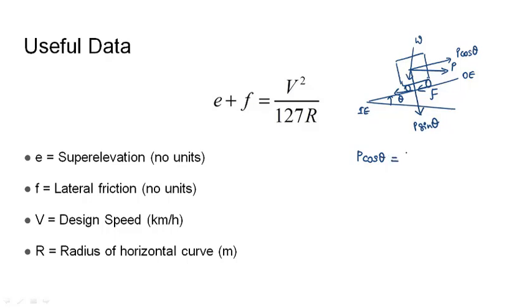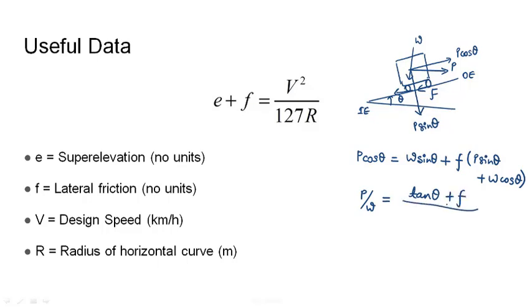P cos theta equals W sin theta plus friction into P sin theta plus W cos theta. When we solve this equation and obtain the ratio of P by W, we would get it as tan theta plus friction, over 1 minus friction times tan theta.